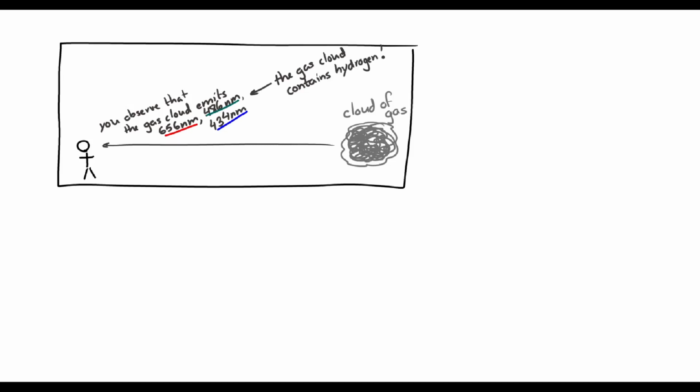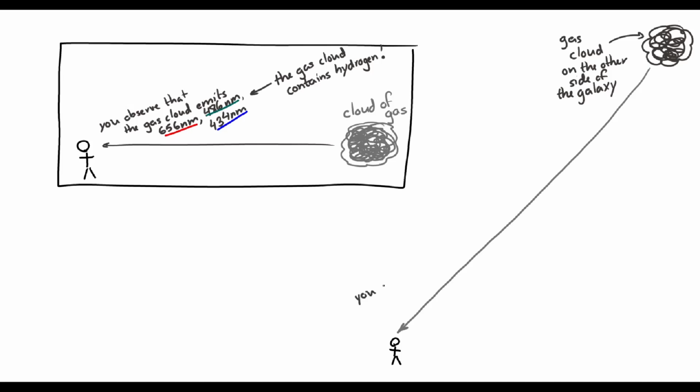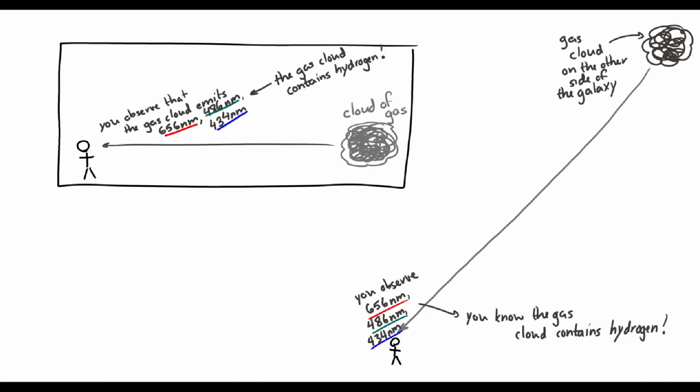What's really powerful about this is that imagine that the gas cloud is not across the room, but on the other side of the galaxy. The idea still holds. If that gas cloud is emitting wavelengths of 434 nanometers, 486 nanometers, 656 nanometers, that means that that gas cloud includes hydrogen. And you've just figured out what the gas cloud is made of while staying on the other side of the galaxy.